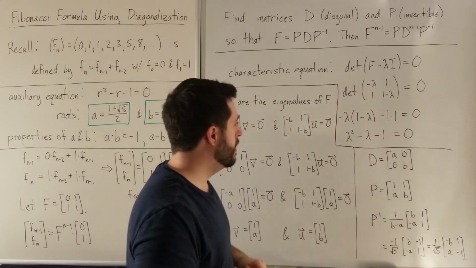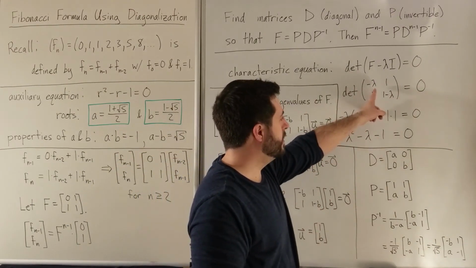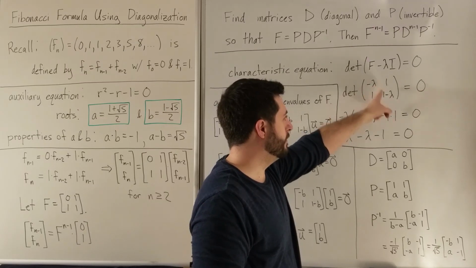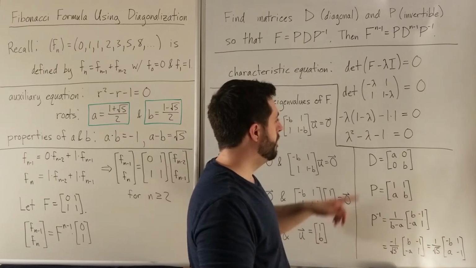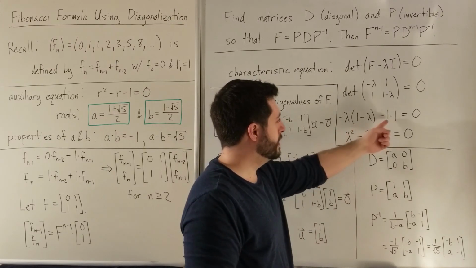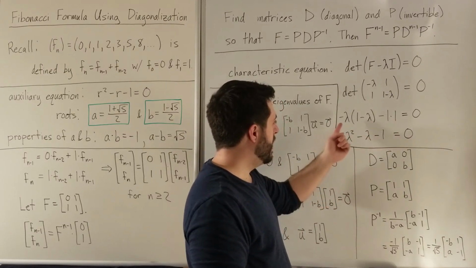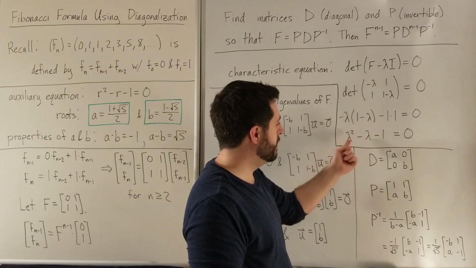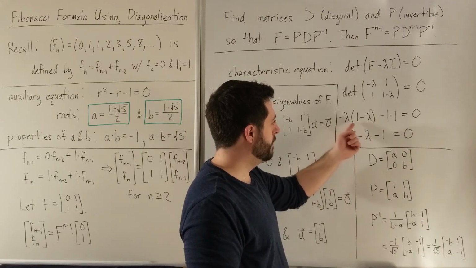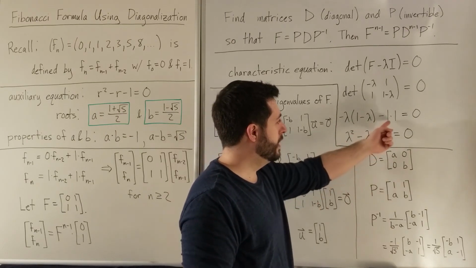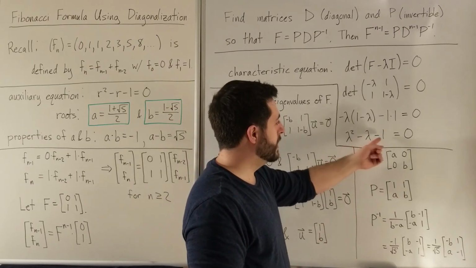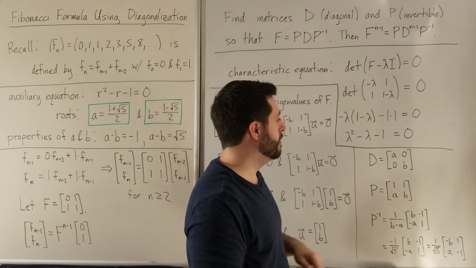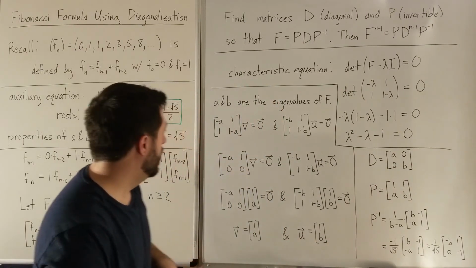So we have this right here. And then the determinant of a 2 by 2 matrix is the product of the main diagonal entries minus the product of the off diagonal entries. And so that's this times this minus this times this. Negative lambda times negative lambda is going to give us positive lambda squared. Negative lambda times 1 is going to be minus lambda. And then we have minus 1 on the end. Lambda squared minus lambda minus 1 equals 0 is the characteristic equation.